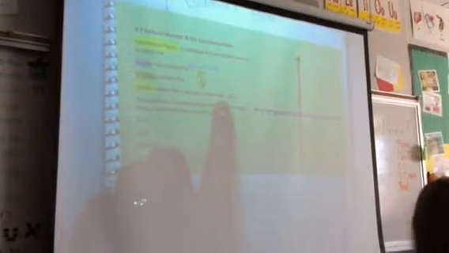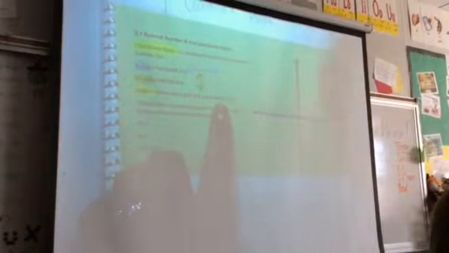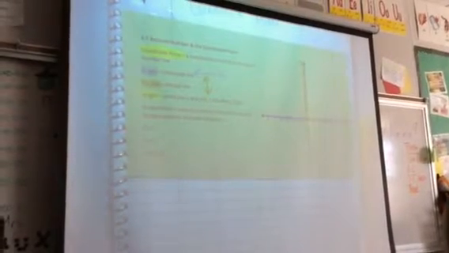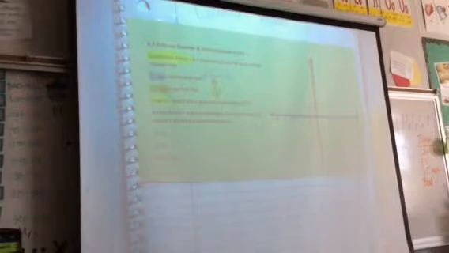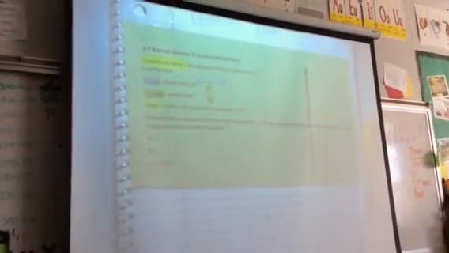And then there's one more word I want to talk to you about, and it is the origin. The origin is where the x-axis and the y-axis meet. It's at 0, 0. Whenever we're working with a coordinate plane, we always start from the origin. Okay, we always start at point 0, 0.